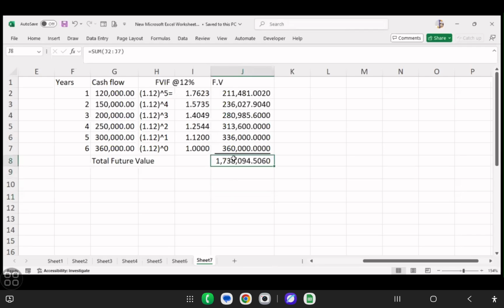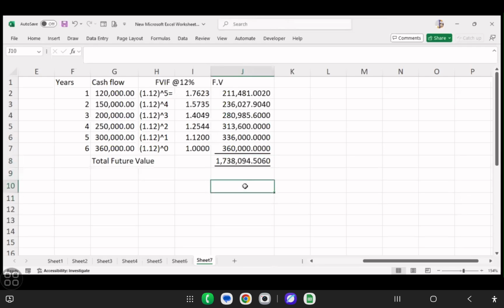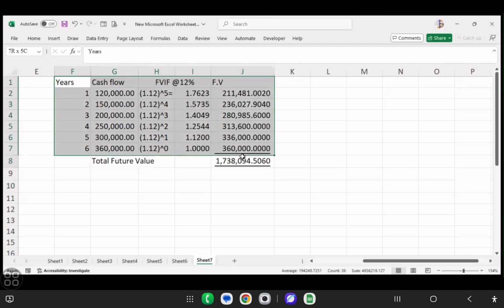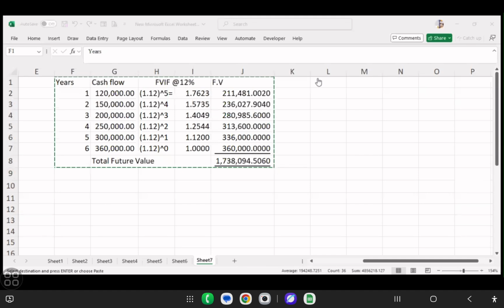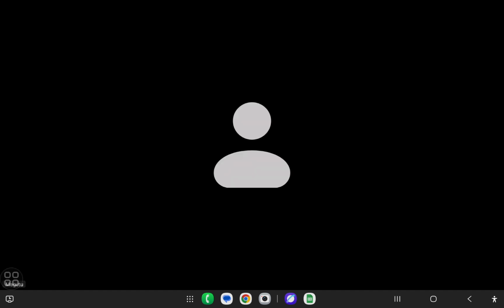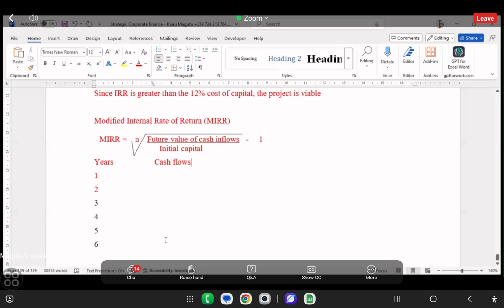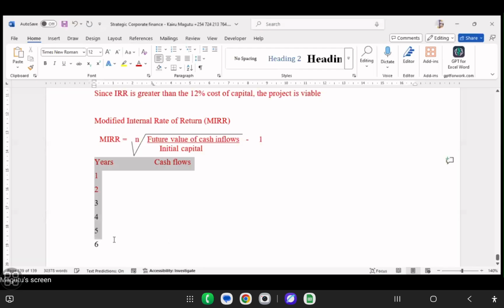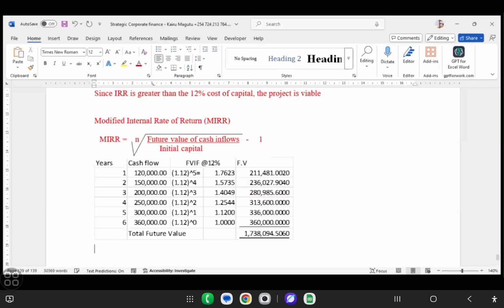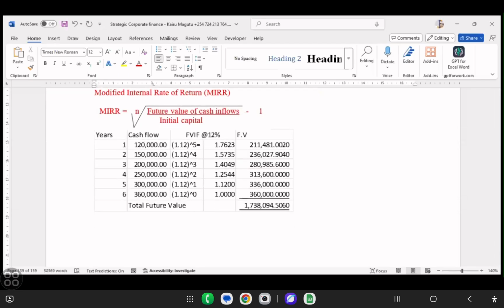Now, if this is the future value, I want to put it back to our Word document so that we can now put it in the formula. Let me put it in the Word document. I hope you can see the Word document. I will have it this way, like that. Good. That is it. And if that is the correct thing, we have the future value.